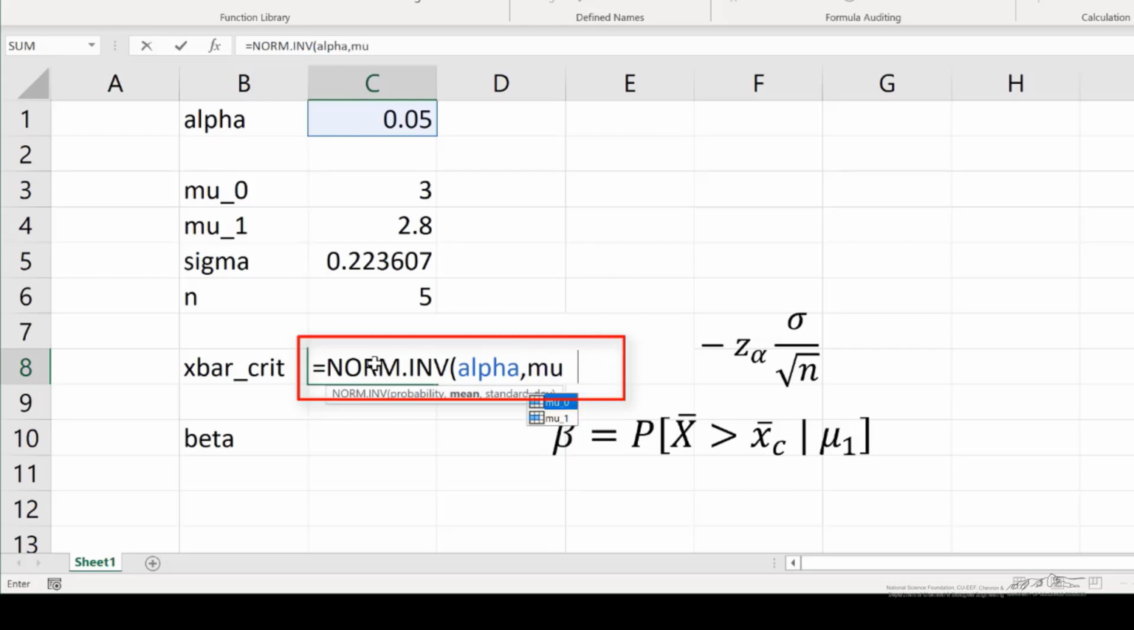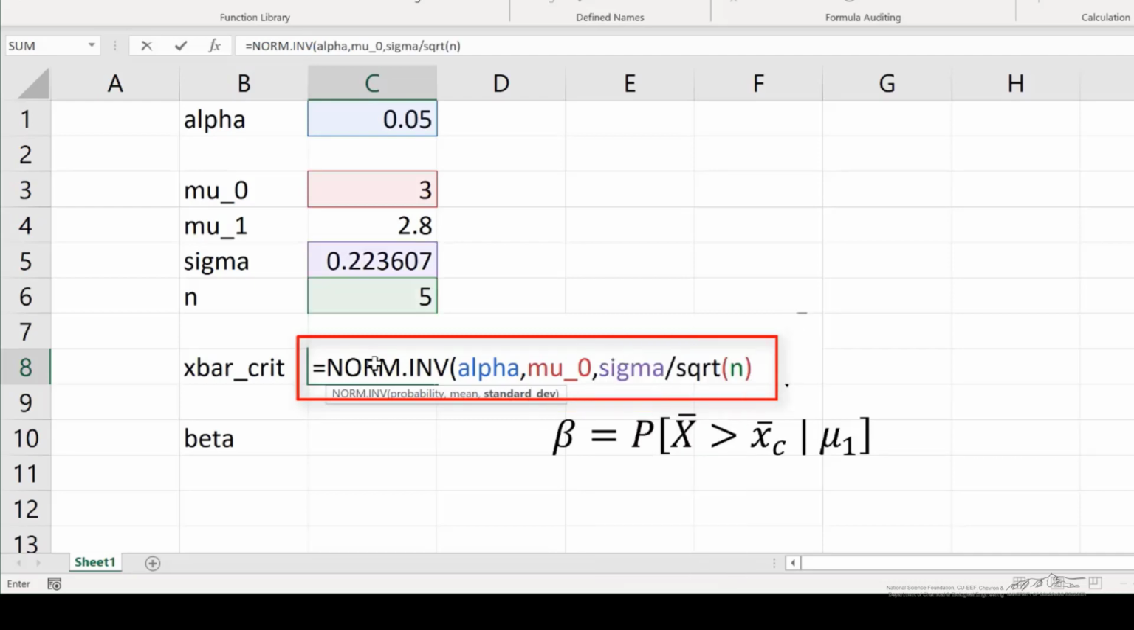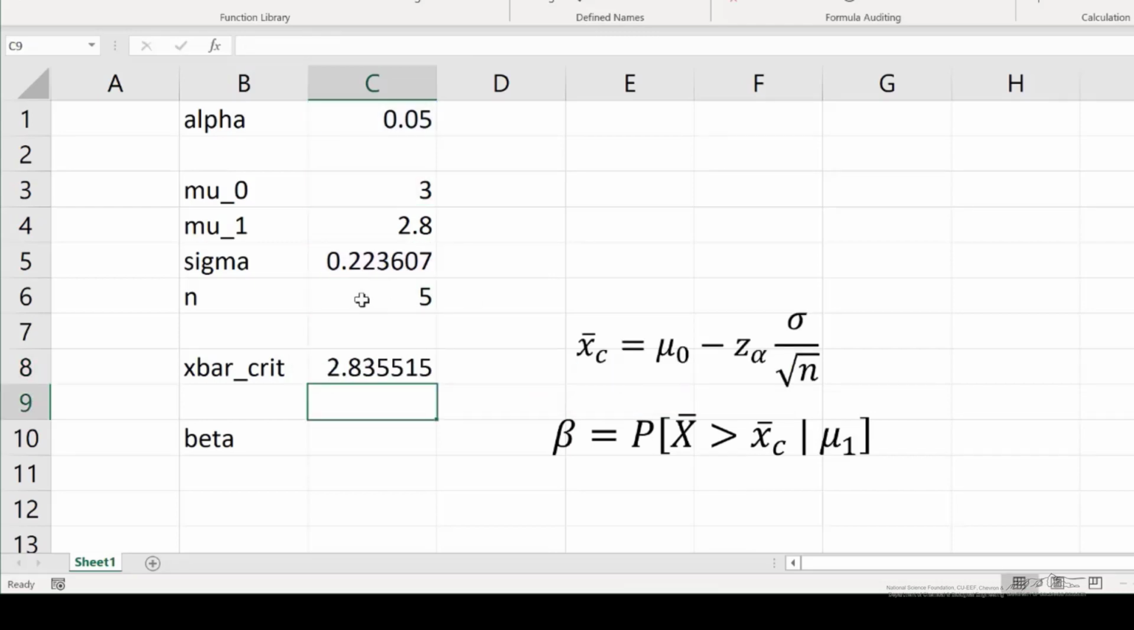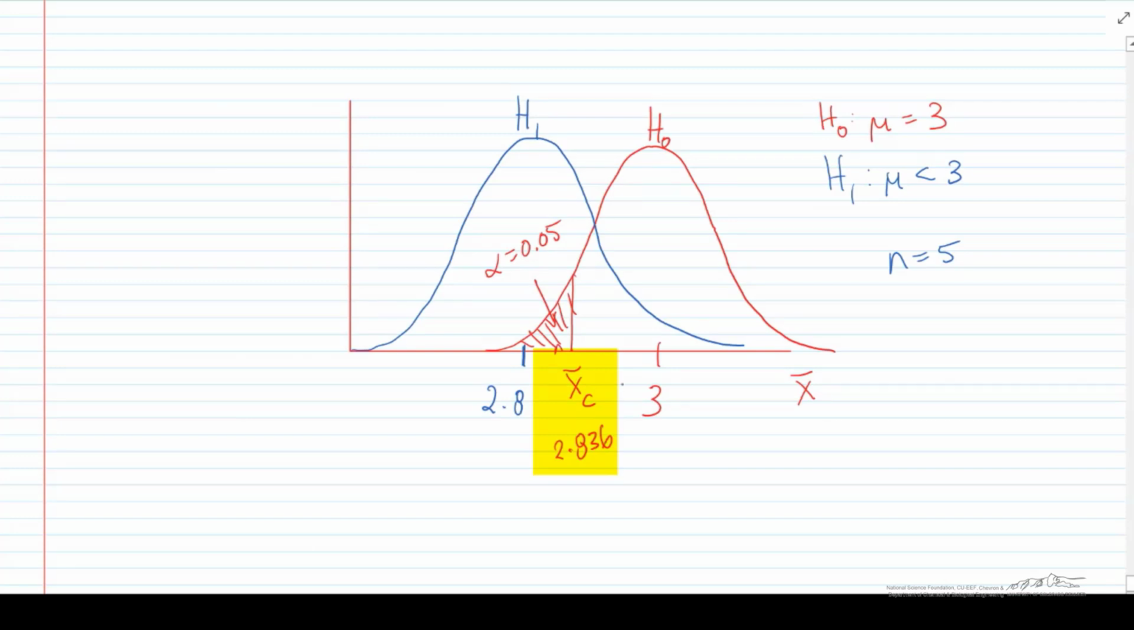The mean, we're basing this off of our null hypothesis, which has a mean of 3. The standard deviation is sigma divided by the square root of n, and therefore our critical x bar here is about 2.836. What this means is if we got a sample average of less than 2.836, we would accept the alternate hypothesis. If we got an x bar greater than 2.836, we would reject the alternate hypothesis.